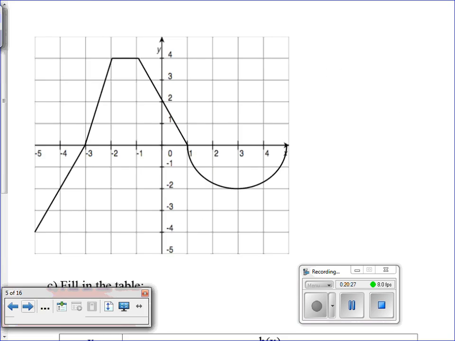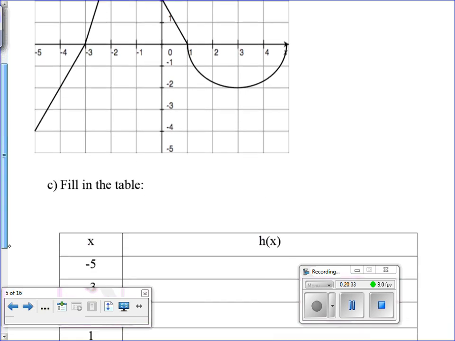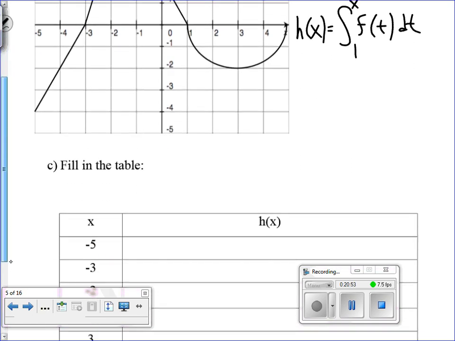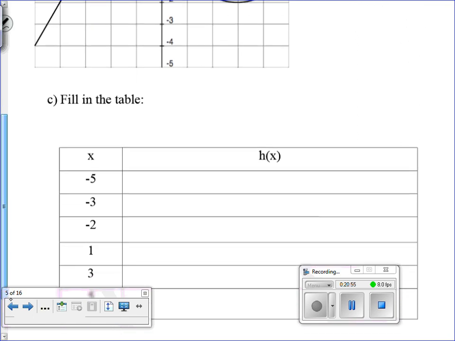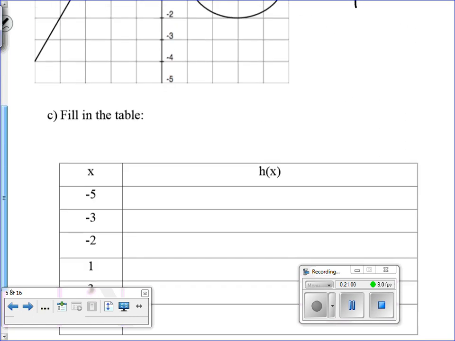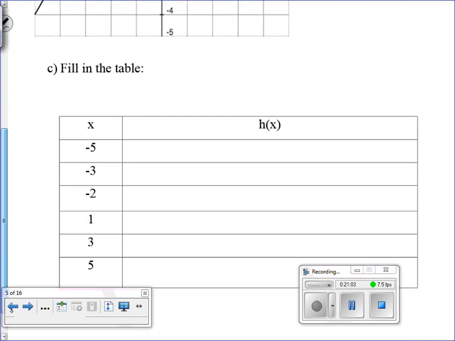Okay. Now, this part is the big part, because here, to get values of h, we have to use the definition. All right, so we need to get areas, because to get any value of h, remember, we have to take the definite integral from 1 to x, whatever the number is, of f of t. And so we need to get areas. And since we're going to have to get a bunch of these, let me just see which numbers we're going to have to break it up at. So -5, -3, -2, 1, well, that one we know, 3 and 5.